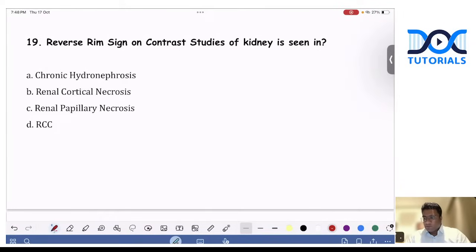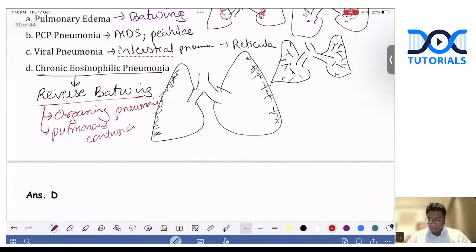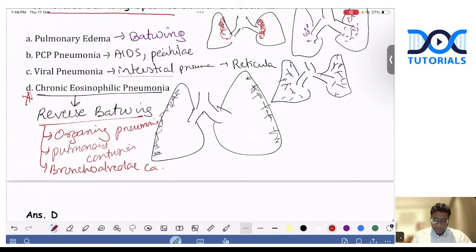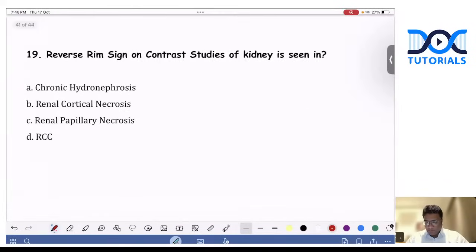Yes, Devanshu. Bronchial adenocarcinoma, bronchoalveolar carcinoma, can also show you the reverse batwing. If you want to write it, you can write it. Remember these two first, try to memorize these two at least. But if you want to learn more, it can also be seen in bronchoalveolar carcinoma or pulmonary contusions. Mainly learn chronic eosinophilic pneumonia and organizing pneumonia.